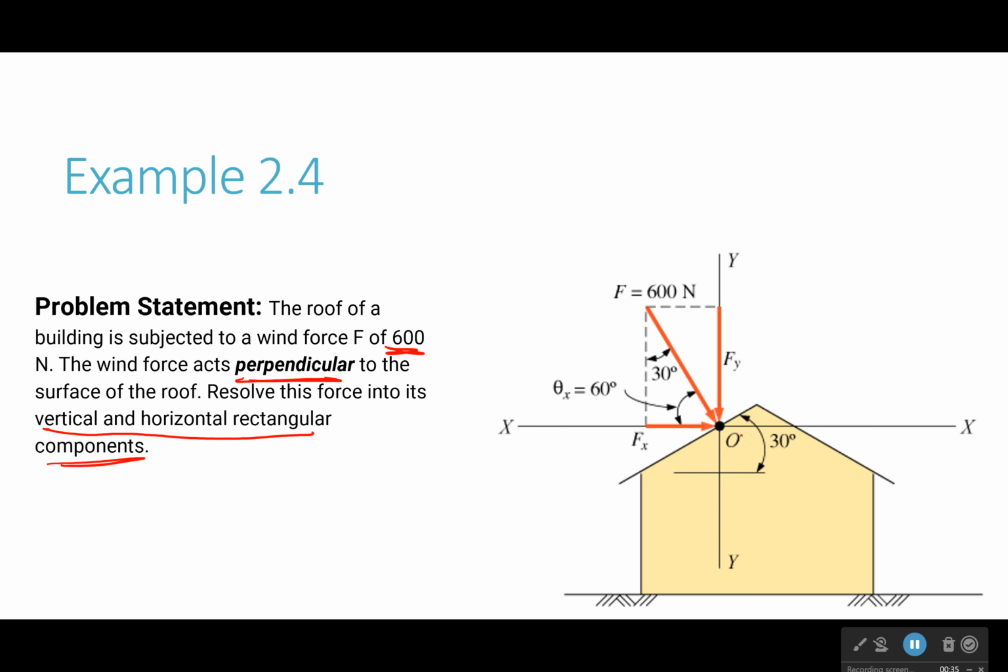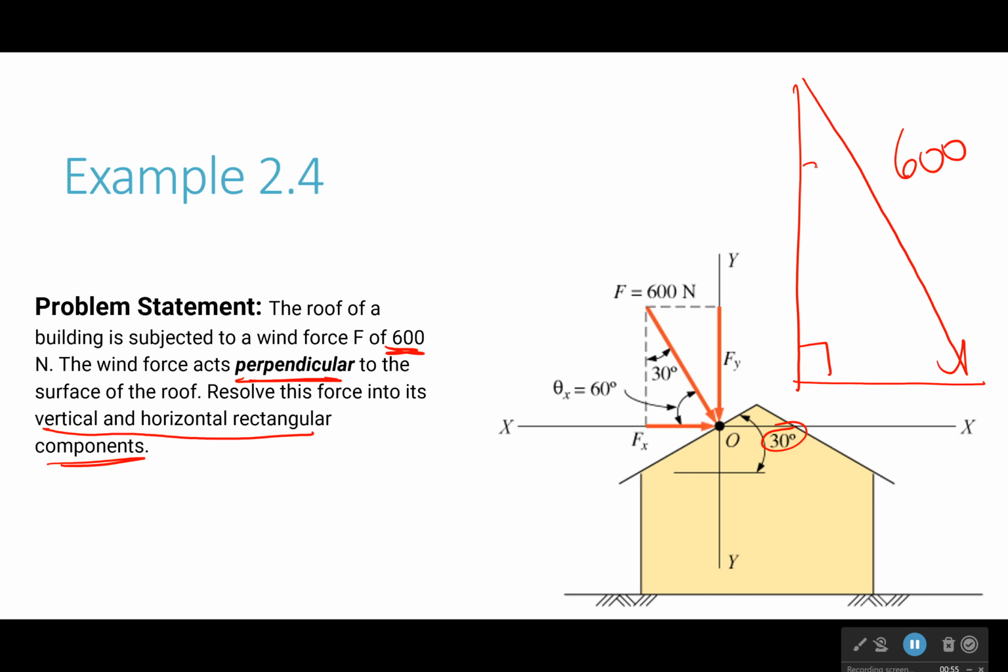Now, luckily for us, it already tells us a lot from this picture. We don't have to figure out too much. We don't have to worry about this angle right here of 30 degrees because it shows it to us. So my suggestion to you is that we draw this really big before we try to solve. We can draw it really big and it'll help us out. So 600 right here. This is a right angle. This is 30 degrees. This is 60 degrees. And I know a whole bunch now.